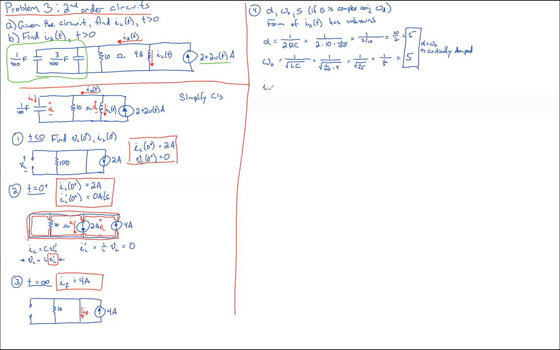And so now we can copy the critically damped equation right out of those student notes. It's equal to some unknown constant times e to the minus alpha t plus another unknown constant times t, e to the minus alpha t. And so that's going to be this.